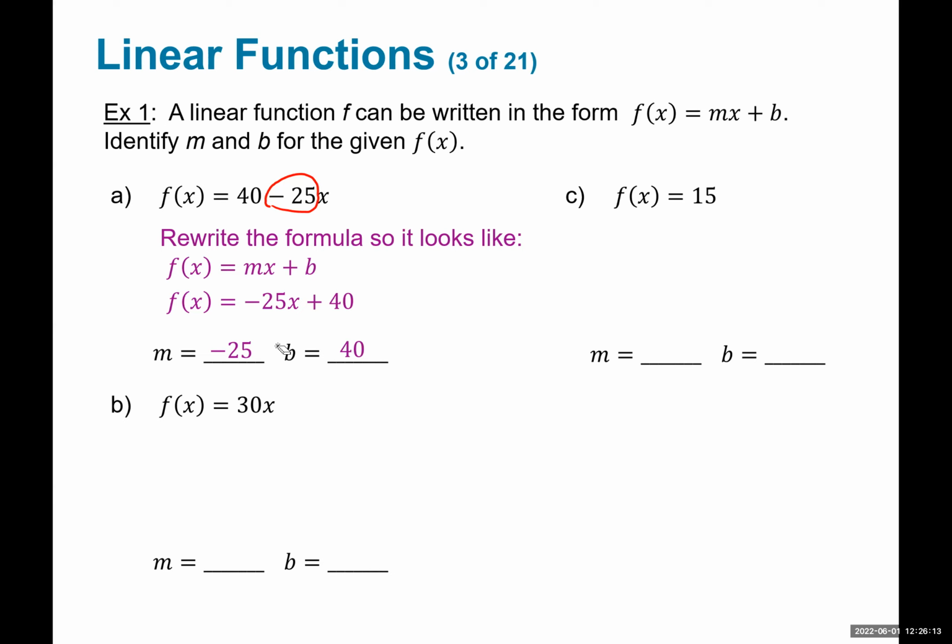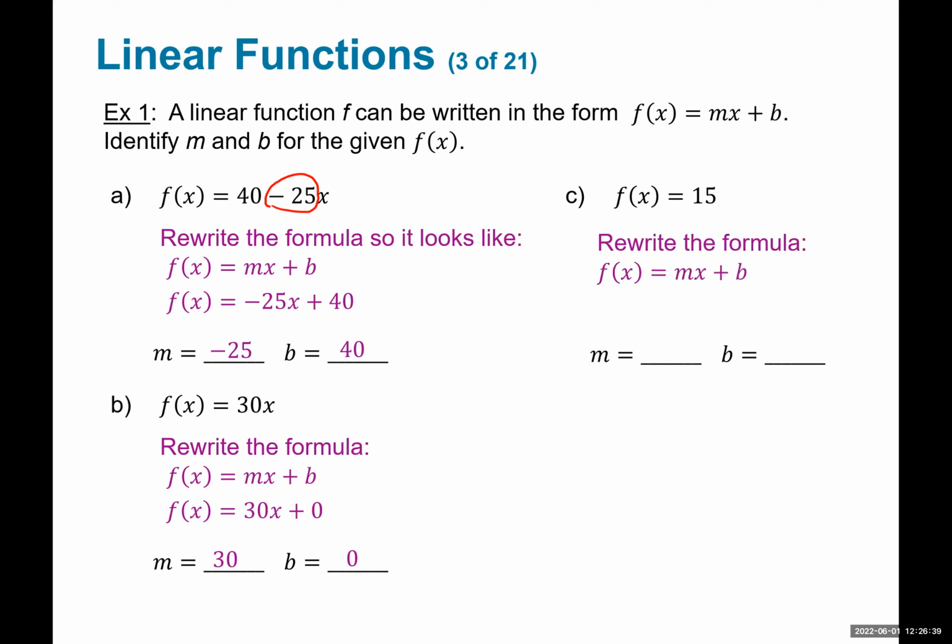So b, in this case, if we rewrite the formula, we notice that we have an mx, but we don't have a b. So we have b as 0 in this case. So we have 30 and 0. There was no b, so we put a 0. Okay, looking at C, I don't see an x, and I don't see anybody that x is married to. I literally only see my b. So if we rewrite this, we put 0x, like there is no x. So we have 0 for m and 15 as b.